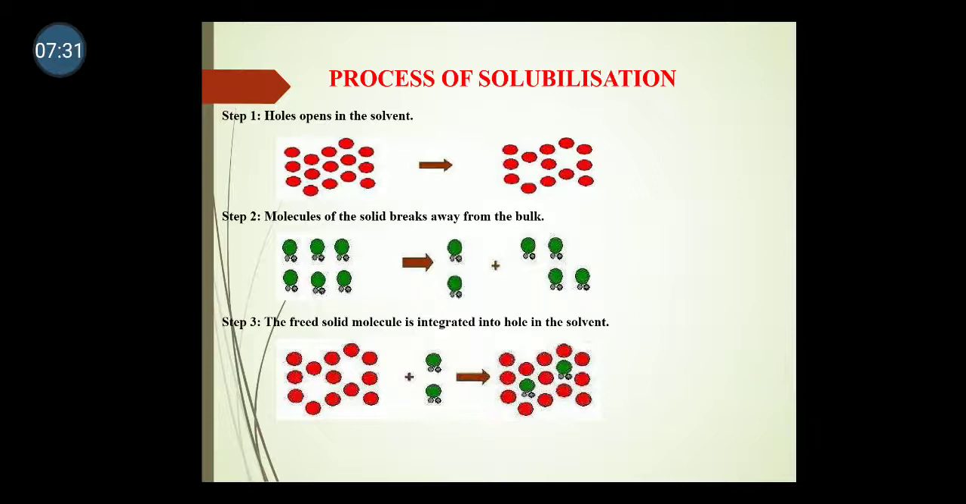Step 1: a hole opens in the solvent. In step 2, molecules of the solid break away from the bulk, and in step 3, the freed solid molecule is integrated into the hole in the solvent. This is how solubilization takes place.